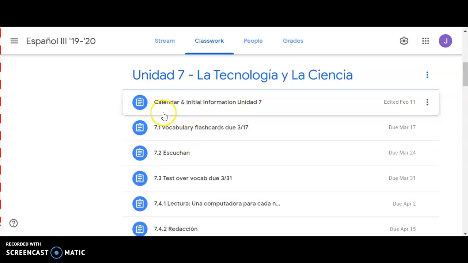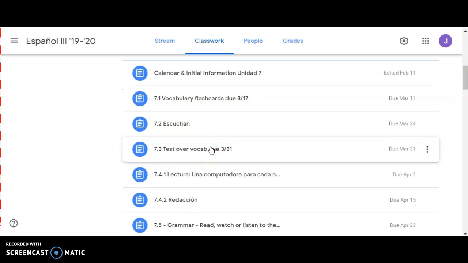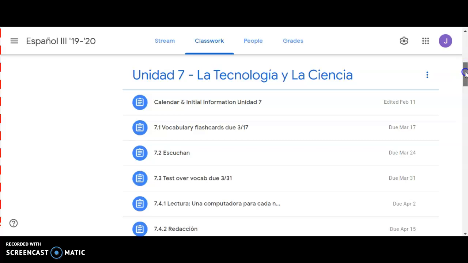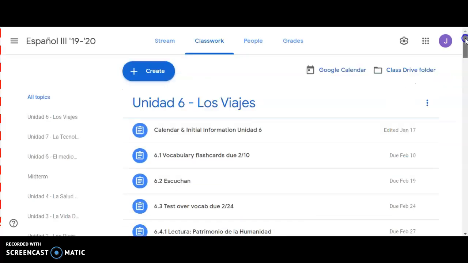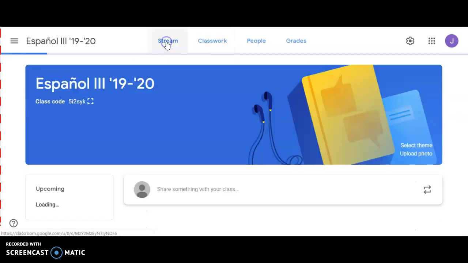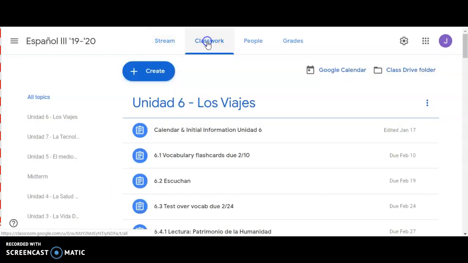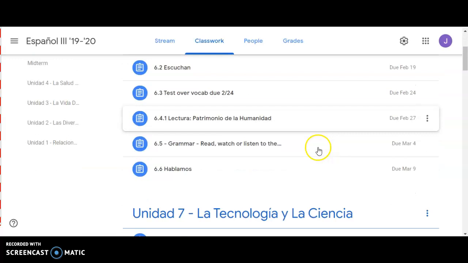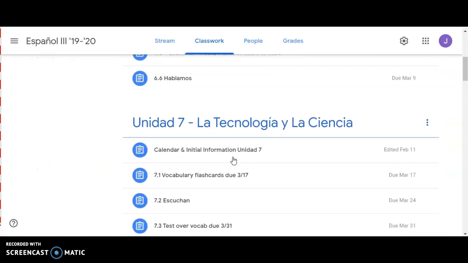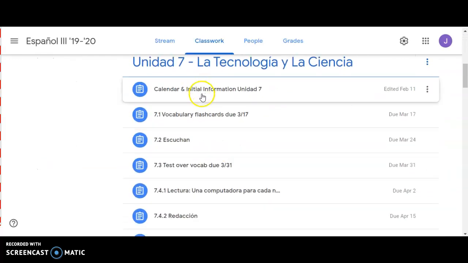So I'm just going to go through each of these activities. Notice that this one is posted, it's right here, unidad 7. Again, just a reminder, you're not looking in stream mode, you're looking in classwork mode. So right now we're in unit 6, so I have to scroll down to unit 7, which is the next one up. When unit 7 starts, I'll move this to the top like I usually do.